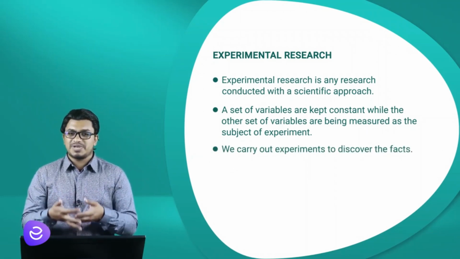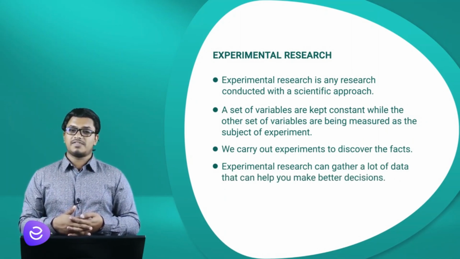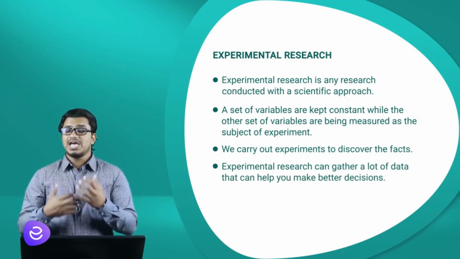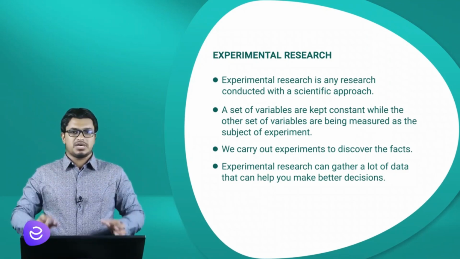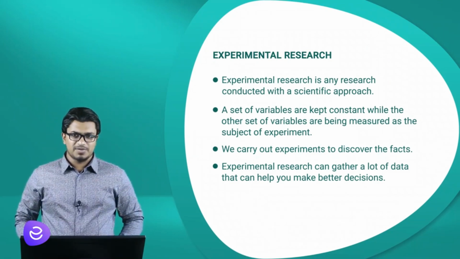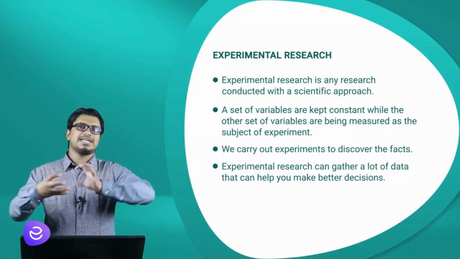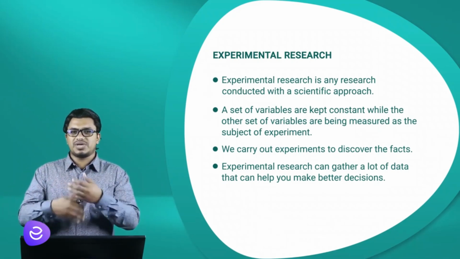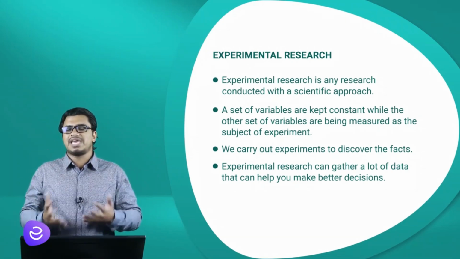We carry out experiments to discover facts. Experimental research can gather a lot of data to help us make a better decision. So we are trying to take 2 or 3 variables. For example, in a questionnaire, each question is a variable, and we take 2 or 3 variables from that, try them upon each other, and get some results based on that. So that is experimental research, just like we carry out an experiment in the lab. So these are some methods of research.